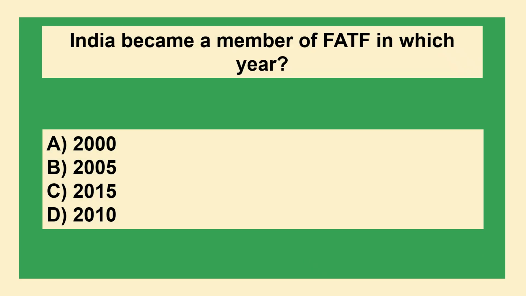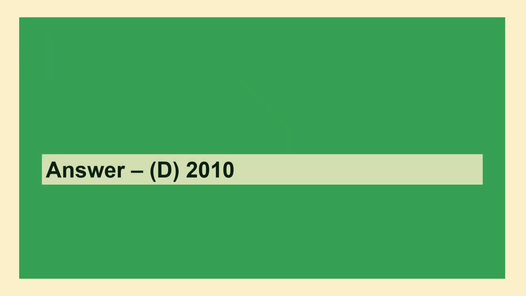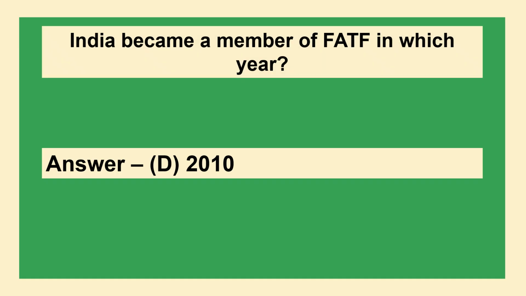India became a member of FATF in which year? Option A 2000, option B 2005, option C 2015, option D 2010. The answer is option D, 2010.